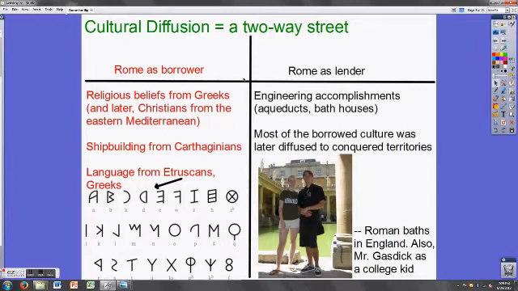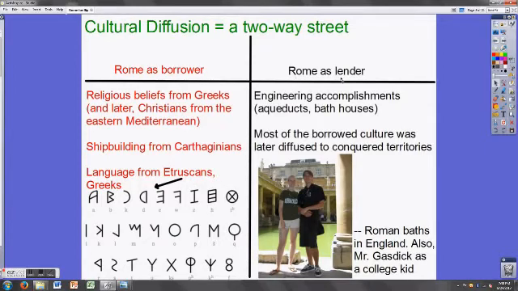As a borrower, many of you guys already know that it borrowed its religious beliefs from the Greeks, its polytheistic beliefs in many gods. And later on, it adopted Christianity, which it borrowed from outsiders as well. It borrowed shipbuilding techniques from the Carthaginians, who you'll read about. It borrowed its language from the nearby Etruscan people and also the Greeks. If you are looking at this Etruscan alphabet here, and some of the characters are looking eerily familiar, well, they should, because the Etruscans influenced the Romans, and the Romans influenced many other languages, including English.